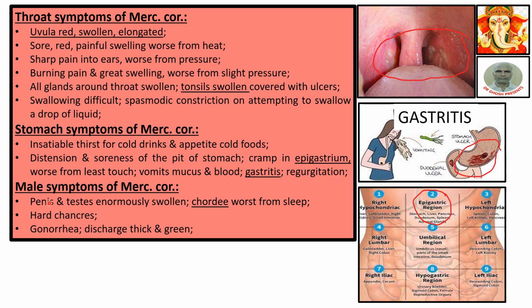Regurgitation. Male symptoms of Mercur: penis and testis enormously swollen. Cordee. Cordee is actually a congenitally curved penis. In childhood it is not so difficult, but in adults it will be troublesome during normal courtship and sexual life. That cordee may create difficulty actually.